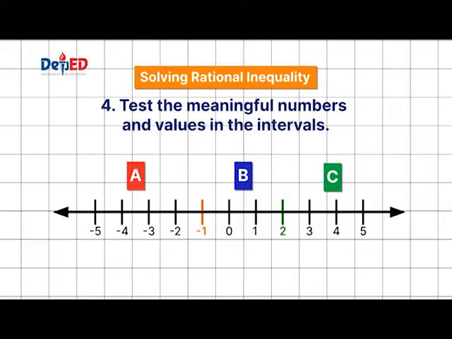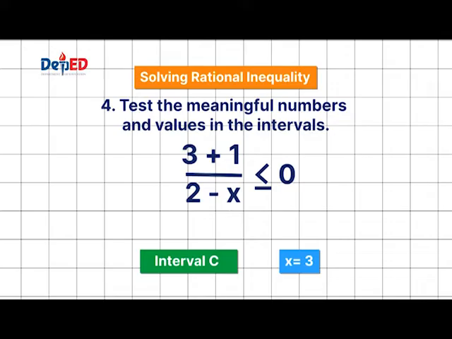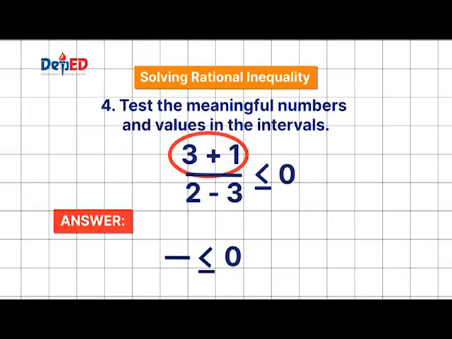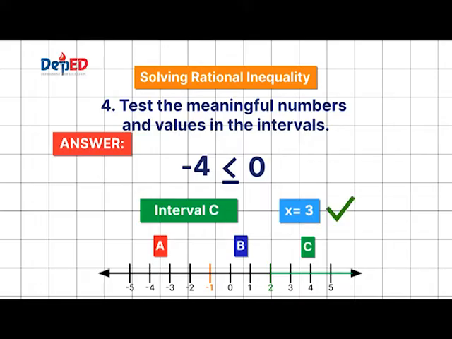Now, we take any value in C to test in the inequality. Let us have 3. We use it in the given inequality. That is (3 + 1) over (2 - 3) is less than or equal to 0. 3 plus 1 is 4. And 2 minus 3 is -1. 4 divided by -1 is -4. Since -4 is less than 0, then C is a set of solutions for the inequality.